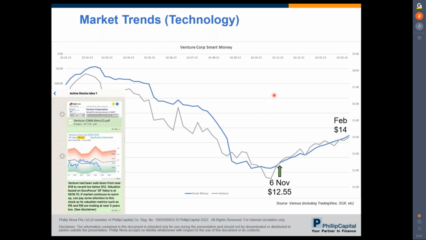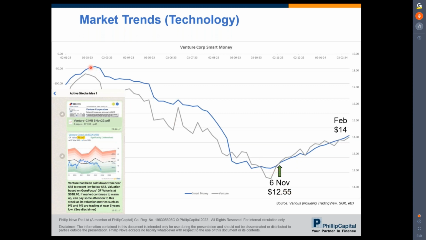This first chart is the smart money chart of Venture Corp. Inside the chart, you will see a WhatsApp message that I sent to my client. This is also part of my service to my clients, to alert them to certain investment ideas. The WhatsApp was sent to my client on the 6th of November, when Venture was trading at around $12.50.